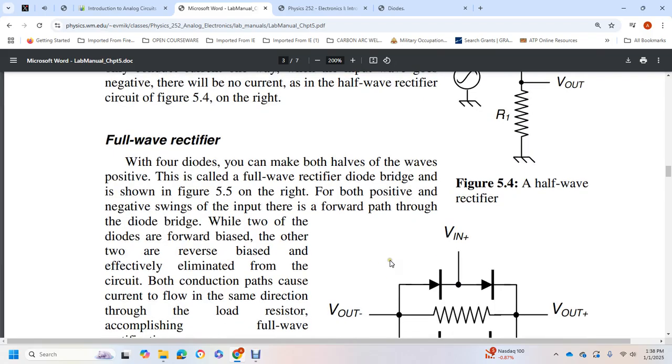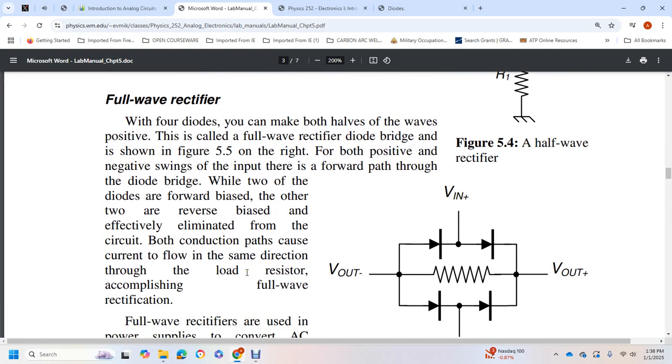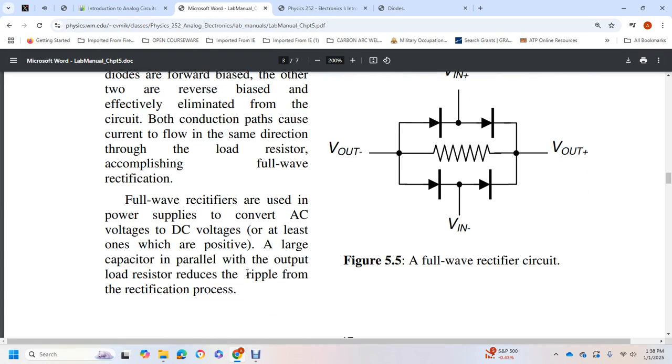Voltage output at ground. Full wave rectifier. A full wave rectifier uses four diodes, which can make use of both halves or waves of the input. The full wave rectifier diode bridge is shown in Figure 5.5 on the right. For both positive and negative swings of the input, there is a forward path through the diode bridge, while two of the diodes are forward biased and the other two are reverse biased. Those are effectively eliminated from the circuit, but both conducting paths have current flow in the same direction through the load resistor, accomplishing full wave rectification. Full wave rectifiers are used in power supplies to convert AC voltage to DC voltage, or at least one which is positive.